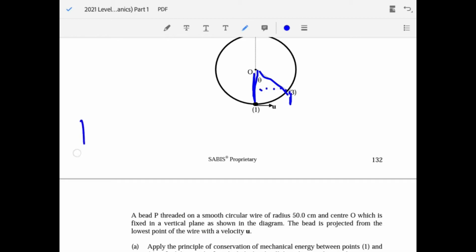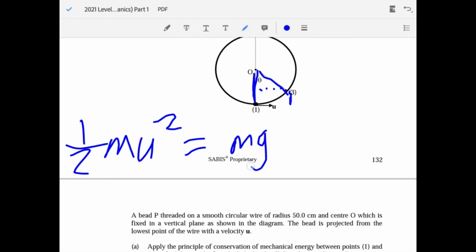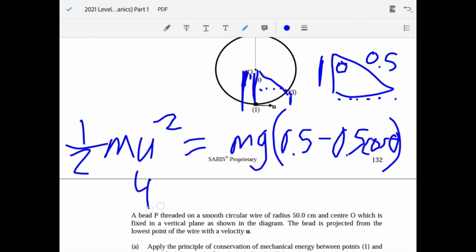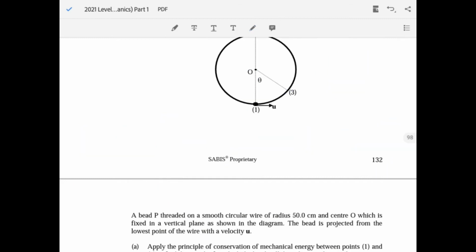So half MU squared is equal to mg, and then the difference. So the first one, the whole thing, is r, so 0.5 minus a smaller one. If you take that triangle where this is theta and this is the dotted one, this is going to be 0.5 because it's the radius, and then to get this you just do cosine. So 0.5 into 0.5 cosine theta. This is 4.9, m and m cancel, g is 10. Now you're all numbers except the cosine theta, and you solve for it.